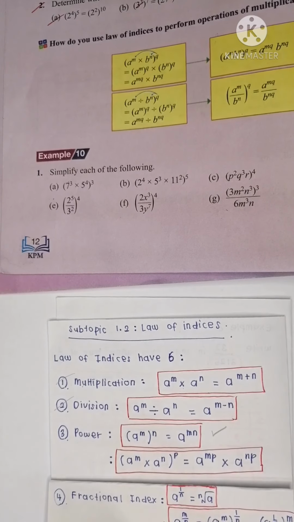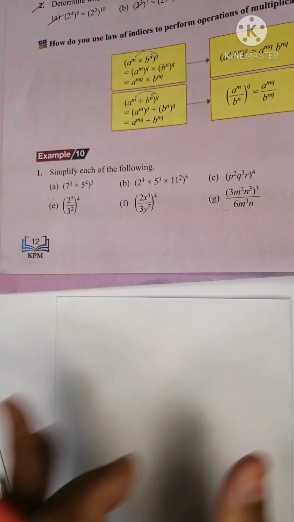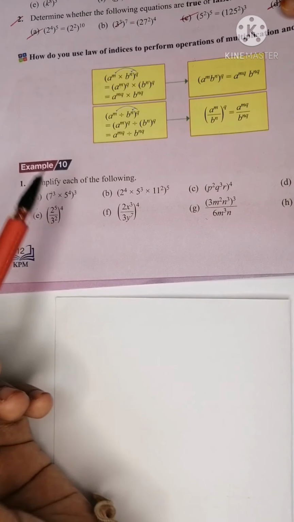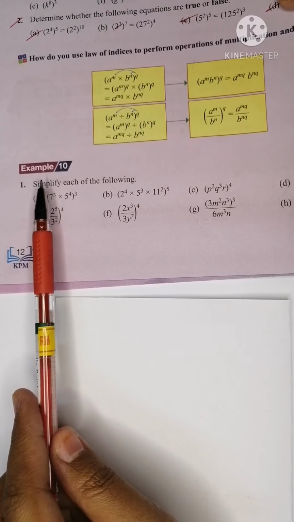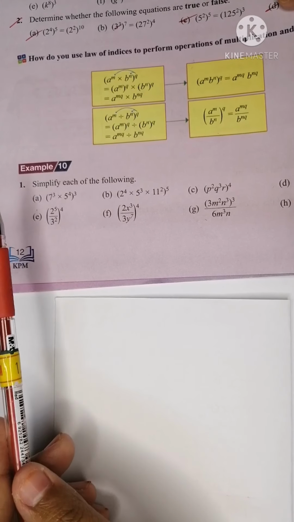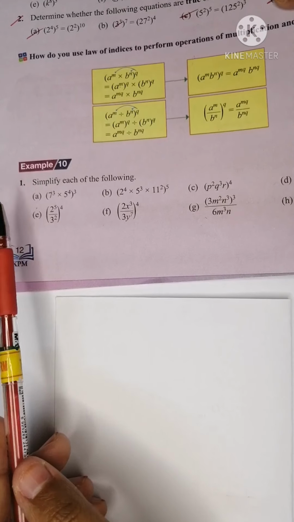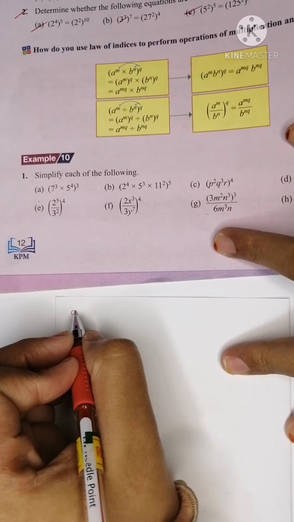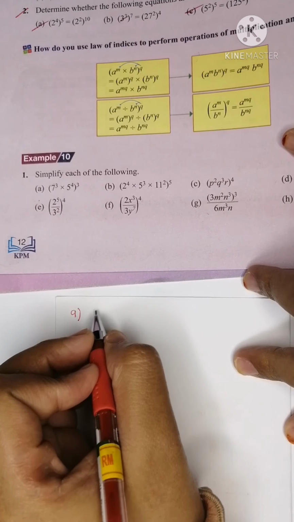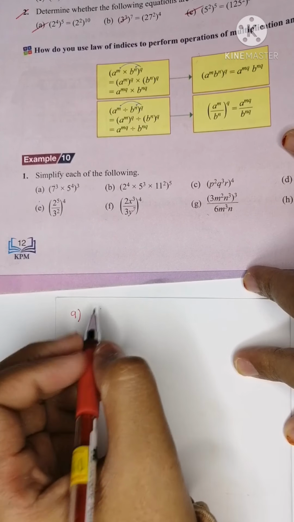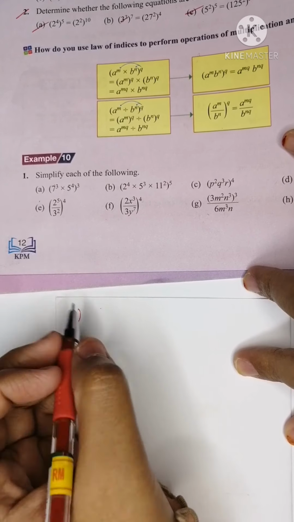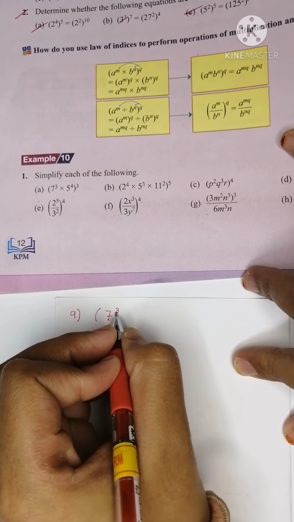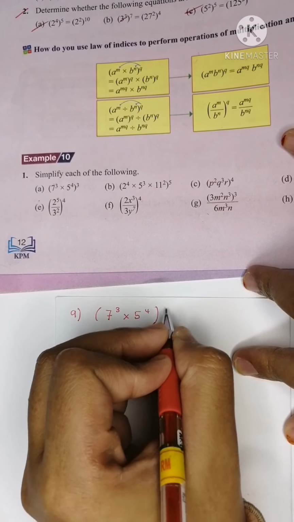It's okay if you are still confused. I will give you some examples. Now look at example 10. The question asks you to simplify. Simplify means permudahkan. So simplify each of the following. Now how do you solve this? Look at A. I will show you the working. A, look at here. This one is 7 to the power of 3 times 5 to the power of 4.